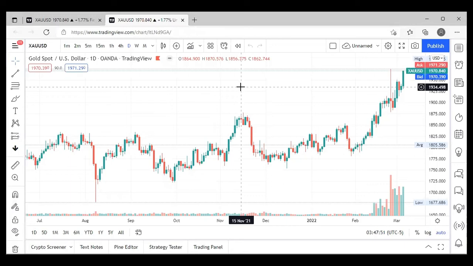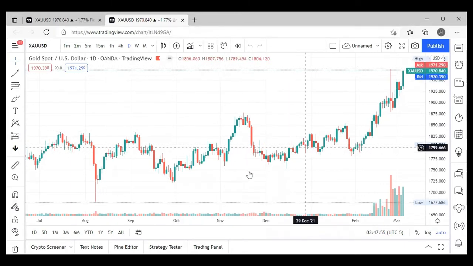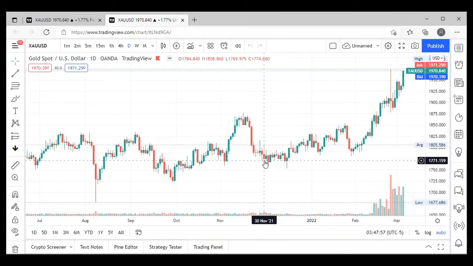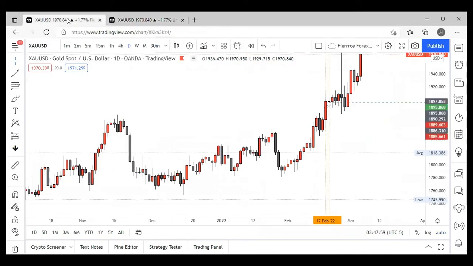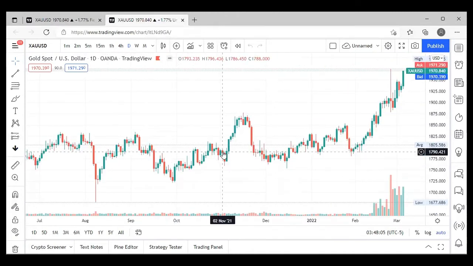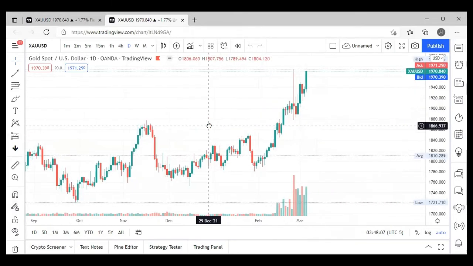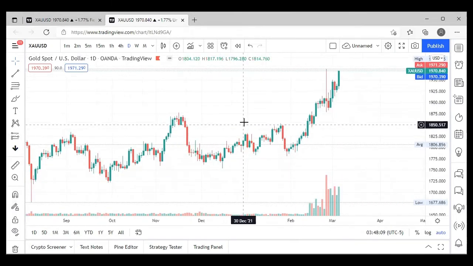Now, when you log into TradingView for the very first time, this is how your chart will show as default. So you can see this chart and this one that I have here, which is the one I have customized to my preference. They're very different. So this is the default. This is the default.